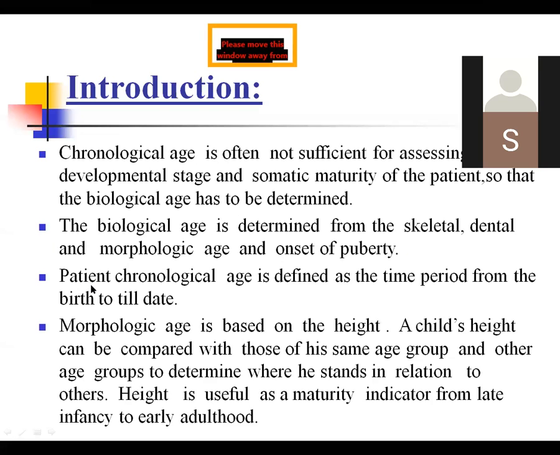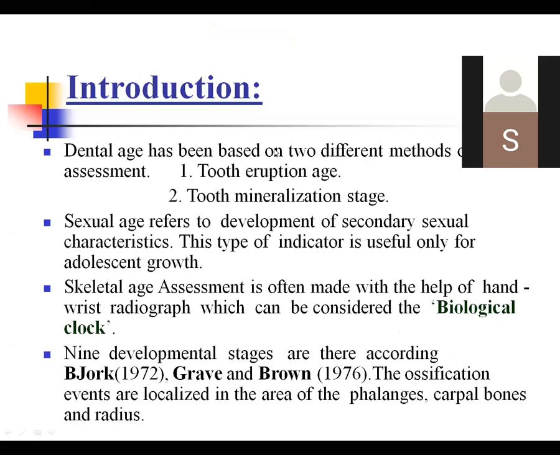The patient's chronological age is the time period from birth till date. Morphological age is based on height. A child's height can be compared to those of the same age group to determine where they stand in relation to others. Height is useful as a maturity indicator from late infancy to early childhood. Dental age is based on two different methods, tooth eruption and tooth mineralization. Sexual age refers to development of secondary sexual characteristics. This indicator is useful for adolescent growth spurts.